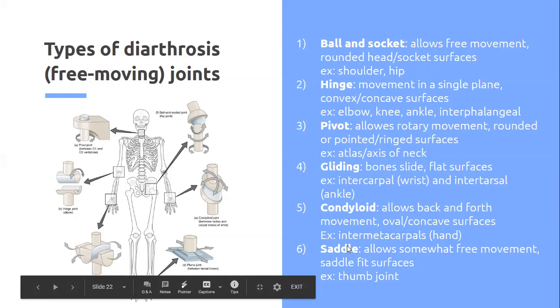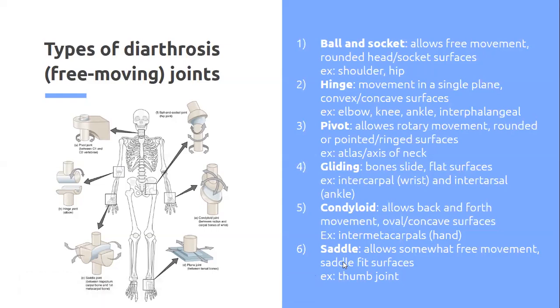And then we have a saddle joint, and it allows somewhat free movement, but you're kind of limited sometimes. It has saddle-fit surfaces. An example is your thumb joint. If you move your thumb, you can move it pretty well, but it's kind of hard to do everything you want with it.